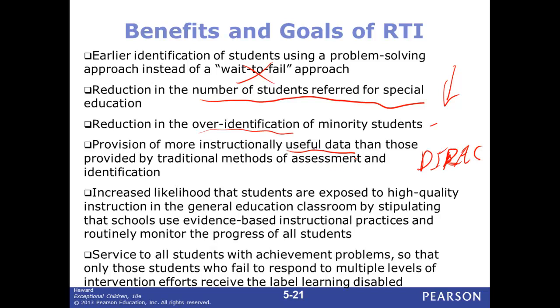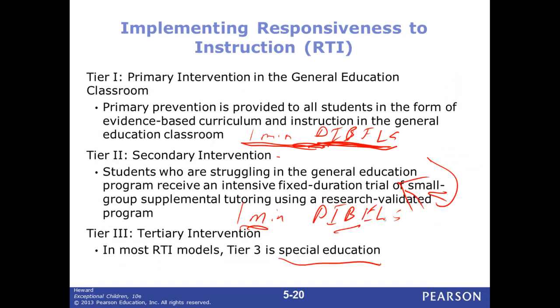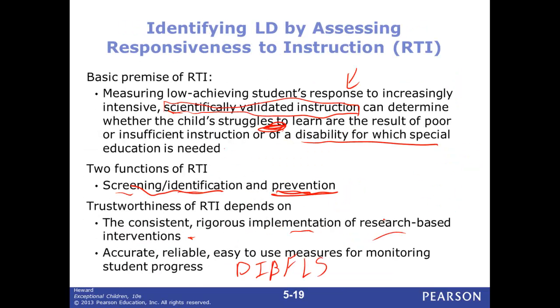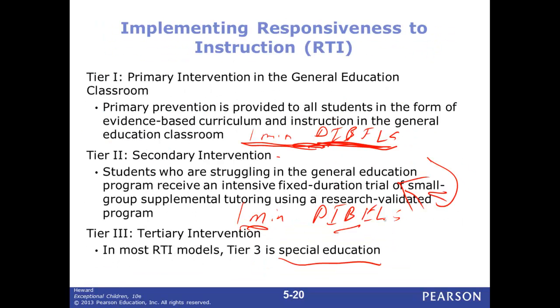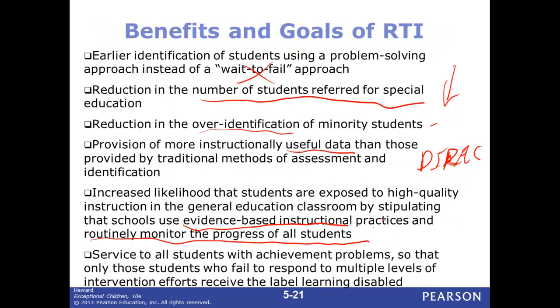Methods of assessment. Increased likelihood that students are exposed to high quality instruction in the general classroom by stipulating that schools use evidence-based instruction and routinely monitor it. And what's the monitoring? How do they monitor progress here? This would be, what is this, about number 14, 15? This is number 15, I believe, here. What is that?